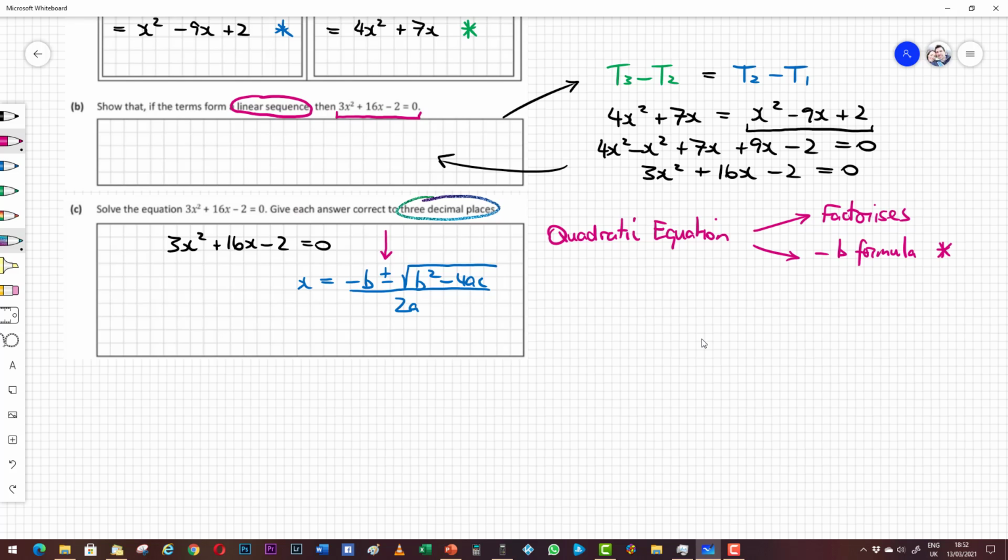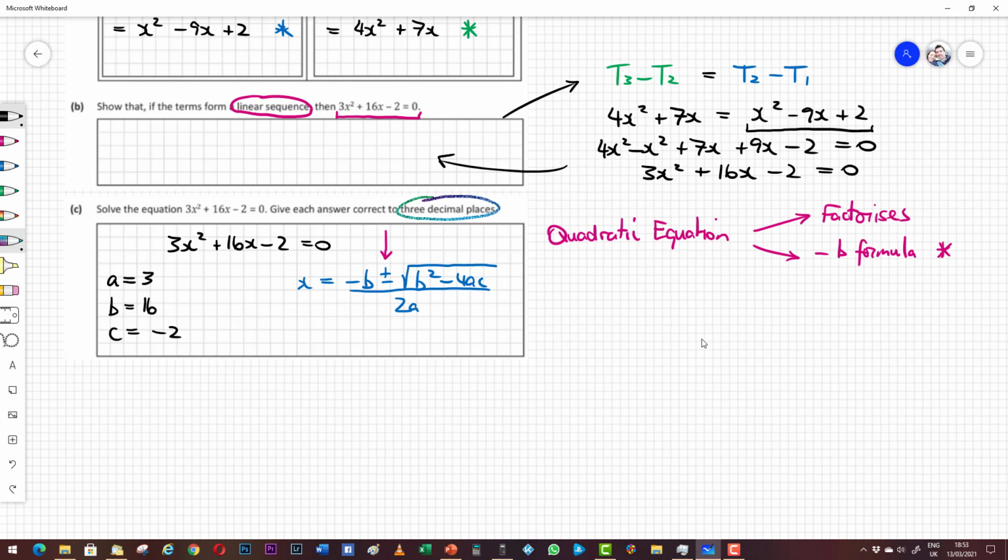So we have to assign the a, b, and c using the quadratic equation. And so the way we do that is we say that the a will be the coefficient, or the number next to the x squared. So in this case, that's 3. The b will be the number or the coefficient of the x. So in this case, it's 16. And then the c is the term in the quadratic equation that's independent of x, that has no x part. And so that's going to be minus 2.